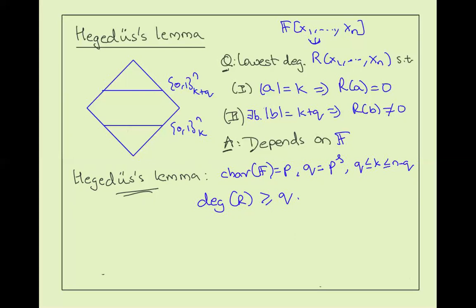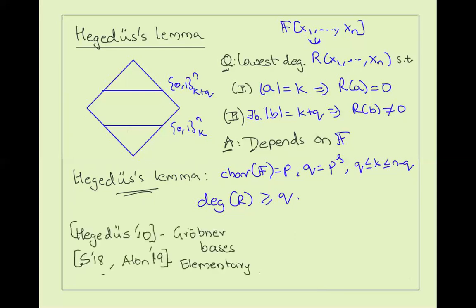And Hegedus proved this lemma in 2010 in order to prove a nice combinatorial result about set systems. His proof too was somewhat involved. It used a Grobner basis computation from an earlier result, also due to Hegedus. More recently, I and, independently, Alon found elementary proofs of this lemma. So by now this lemma actually has a pretty short and elementary proof.